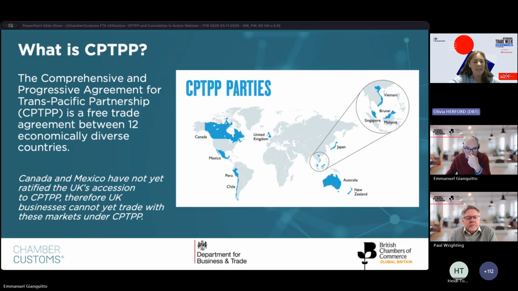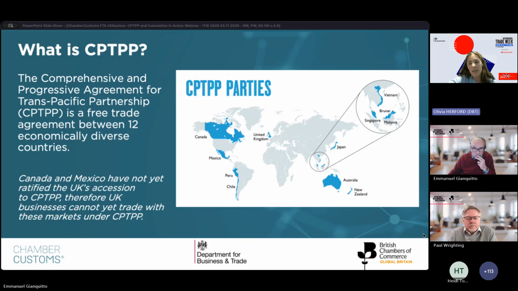Just a quick note to say that Canada and Mexico at the minute haven't ratified the UK's accession, just meaning that they haven't completed some domestic parliamentary processes to agree to the UK joining. So that just means that UK businesses can't actually use the CPTPP provisions with those two countries at the minute, but we do still have bilateral trade agreements with both of those countries. And just to say that the UK does have bilateral trade agreements with 9 of the 11 other markets in here. But that just gives businesses an increased range of options when looking at your preferential trading provisions with these countries.